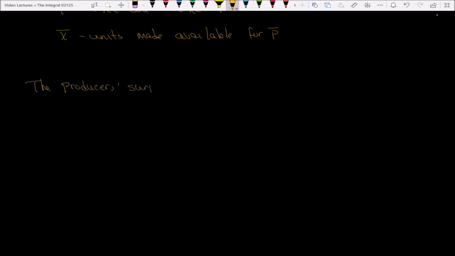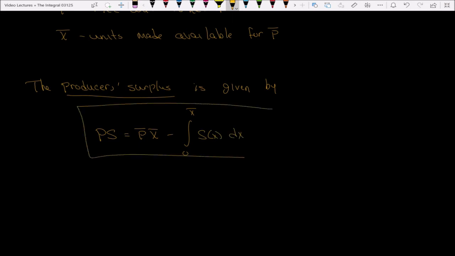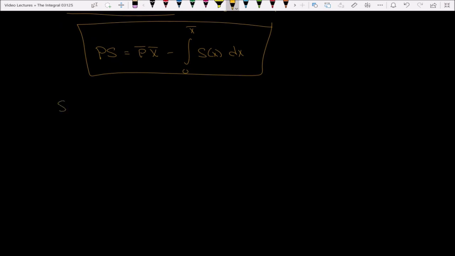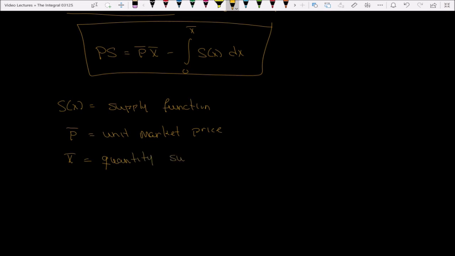The producer's surplus is given by P bar X bar minus the integral from 0 to X bar of S of X dx. Right, again, S of X is the supply function, P bar is the unit market price, and X bar is the quantity supplied at P bar.